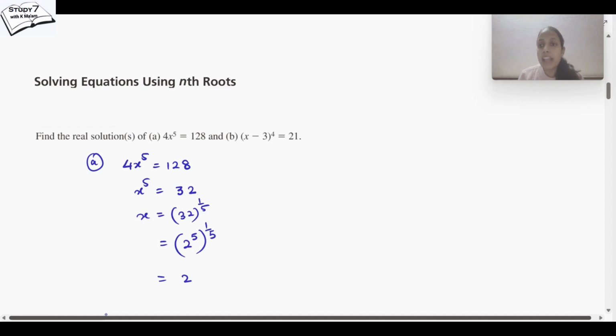B part, x minus 3 to the power 4 is 21. And we learned that if we are removing the even power, there will be two answers. One is positive, one is negative. X minus 3 is equal to 4th root of 21, but with plus and minus. I want only x. Add 3 on both sides. X equals 3 plus or minus 4th root of 21. This is the answer. Okay.